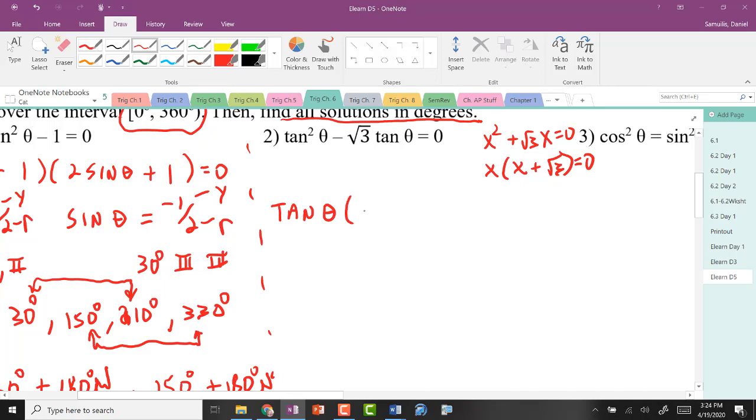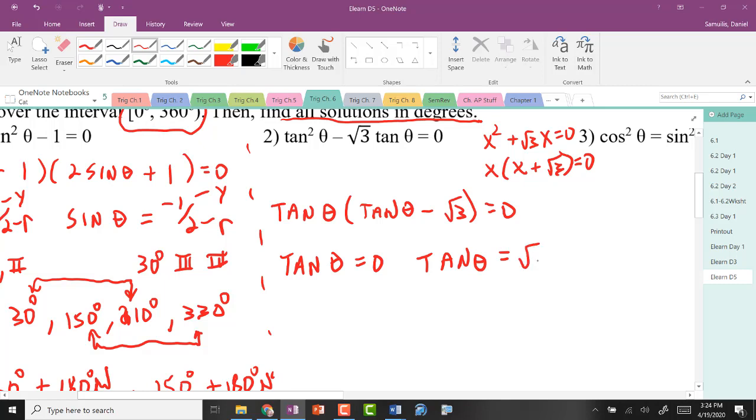When I take a tan out of a tan squared, it's left with a tan. When I take tan out of this, it's just a root 3 all by its lonesome. And then that's equal to 0. Now what I'm able to do is do the zero product property, setting these parts both equal to 0, because if this times this equals 0, either that or that has to be 0. Lost my minus. I think I wrote it in the old disappearing ink on this program, happens all the time.